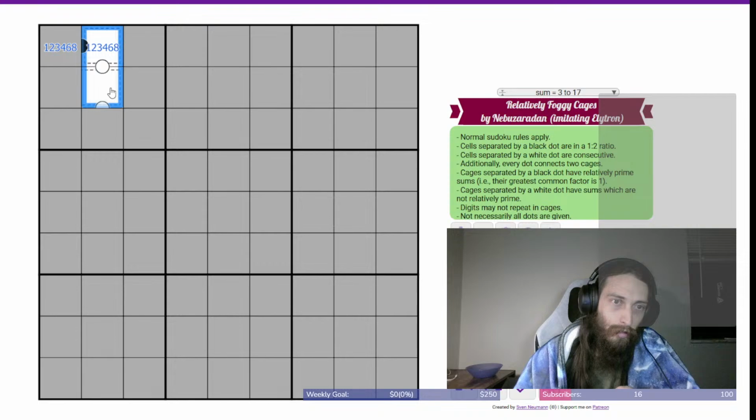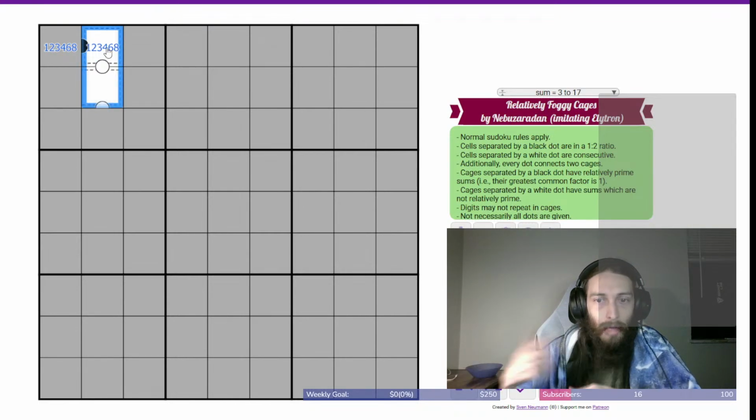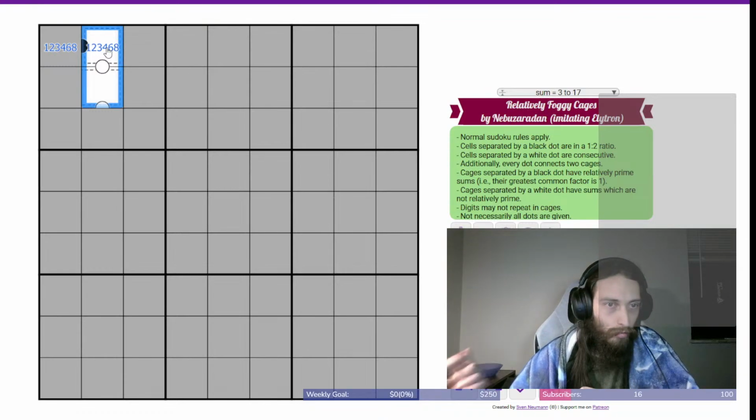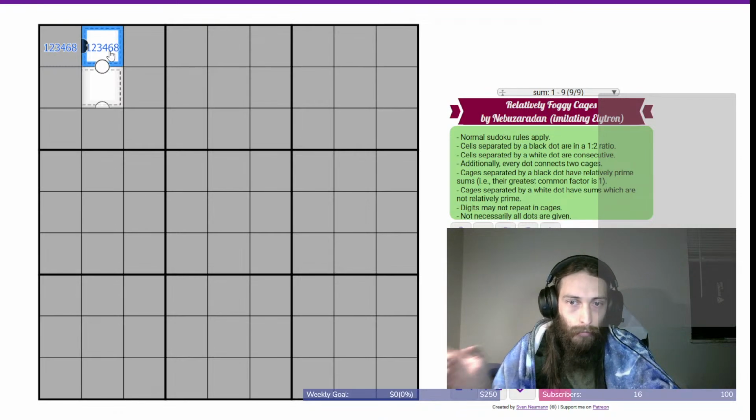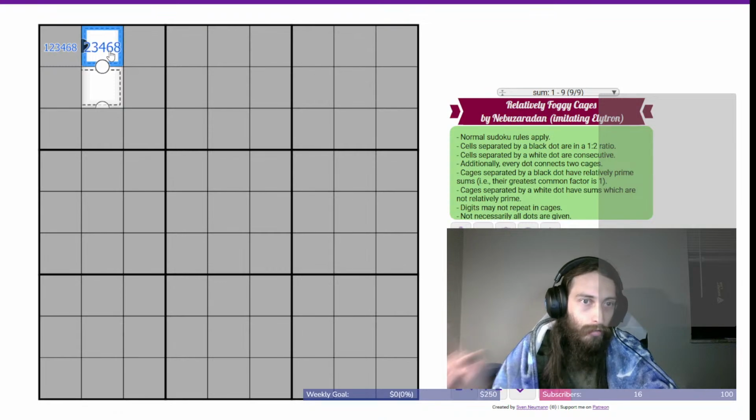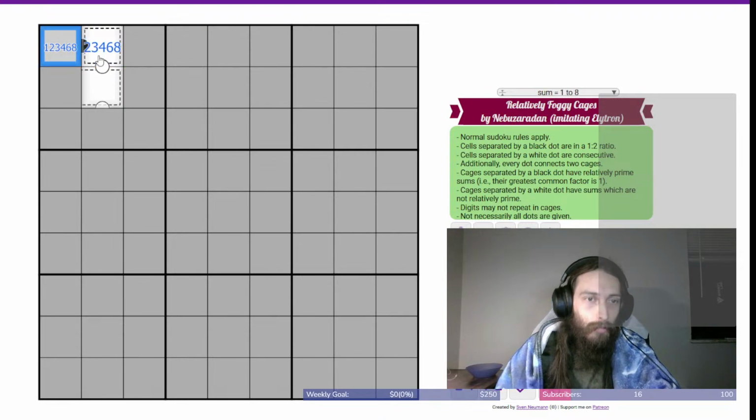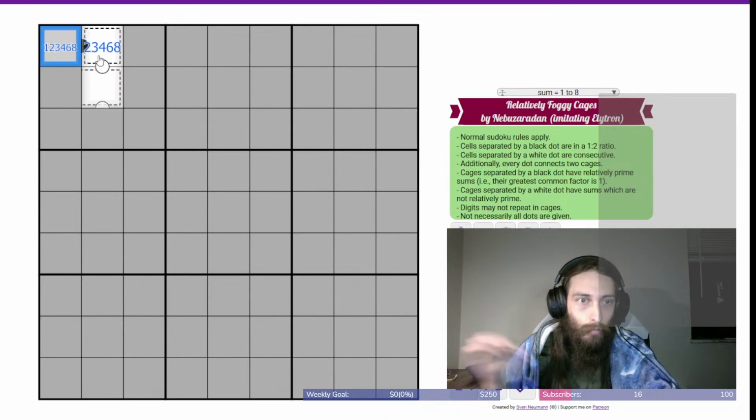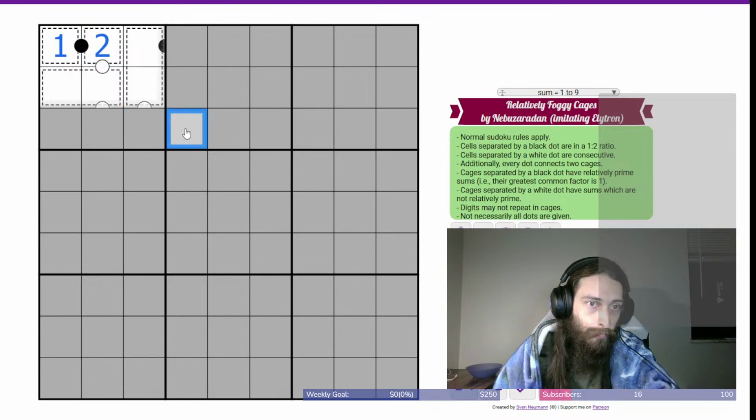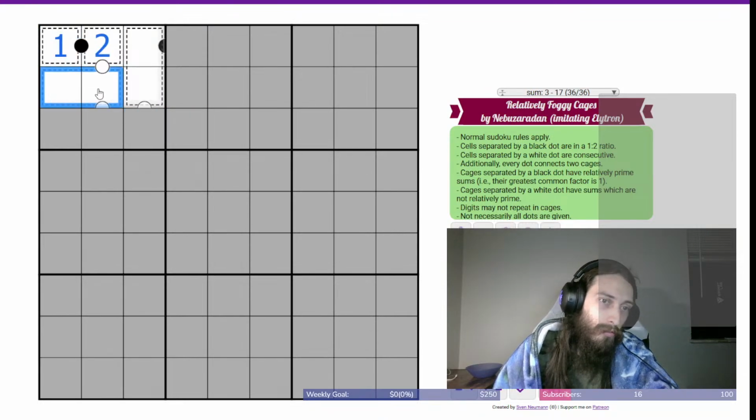But we know that this is a different cage, and it has a common factor greater than 1 with this cell. So the only way to have a greatest common factor greater than 1 is if it is greater than 1. But for a digit that is in a 1 to 2 ratio, to not have a greatest common factor more than 1 is if we have a 1 and a 2. So this must sum to be even.